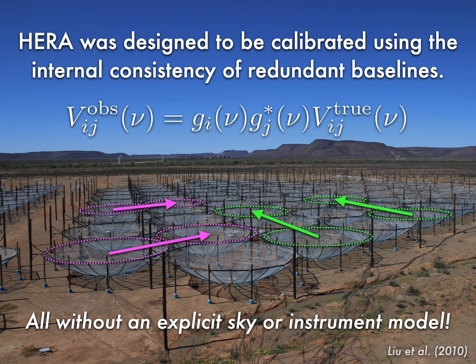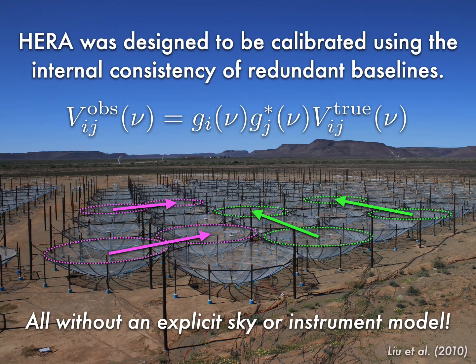So HERA was designed quite differently. It was designed to use the internal consistency of redundant baselines. So the pair in green or the pair in pink here, for example, are measuring the exact same modes on the sky, and therefore the visibility should be the same, but of course they're not because of the gain.